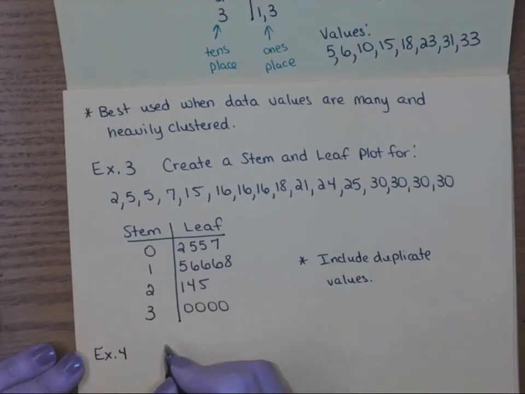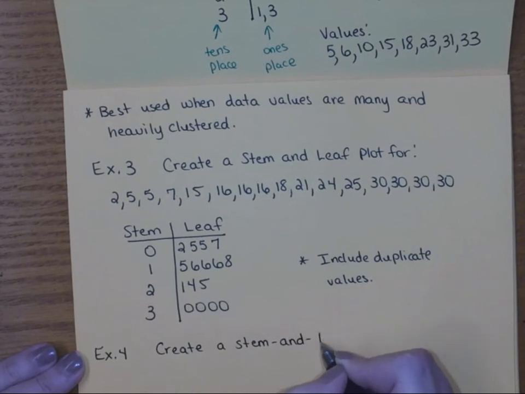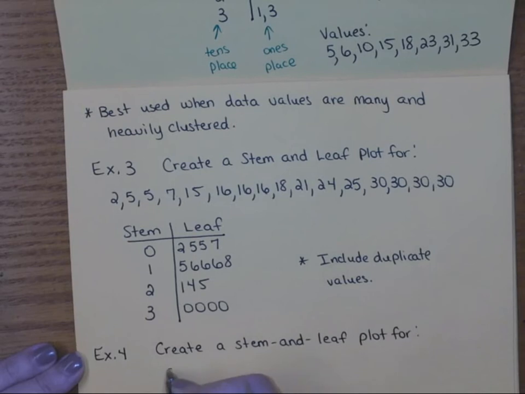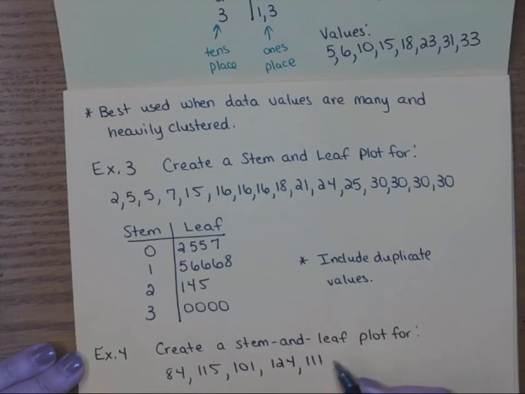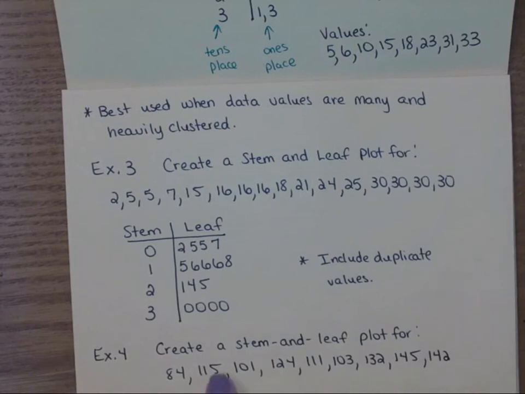All right, let's do one more and then we're going to look at one of the handouts. Create a stem and leaf plot for the following data: 84, 115, 101, 124, 111, 103, 132, 145, and 142. Make sure that there are 9 values: 1, 2, 3, 4, 5, 6, 7, 8, 9.